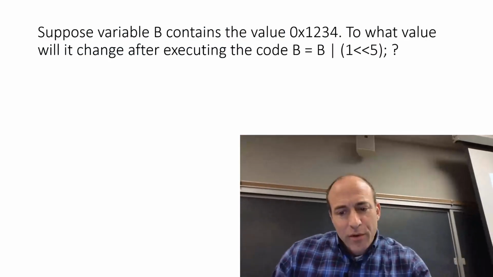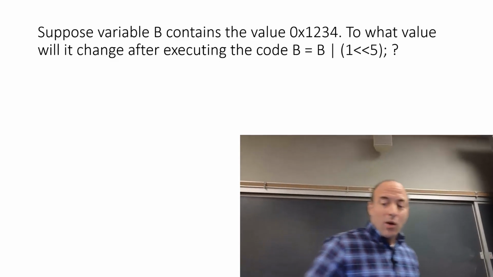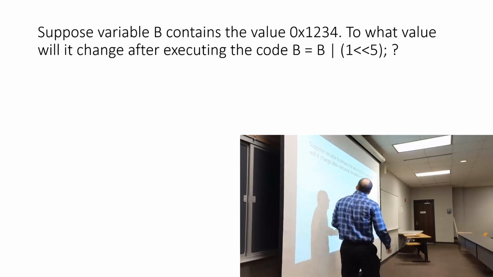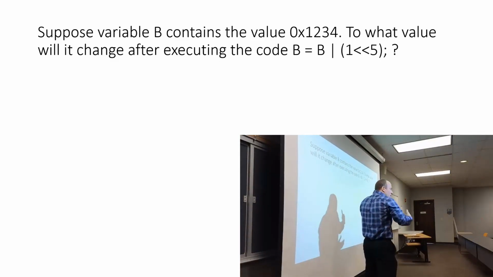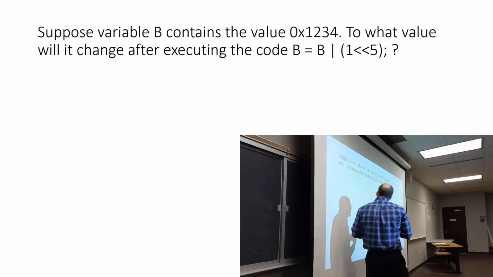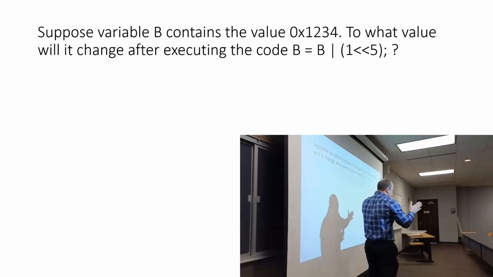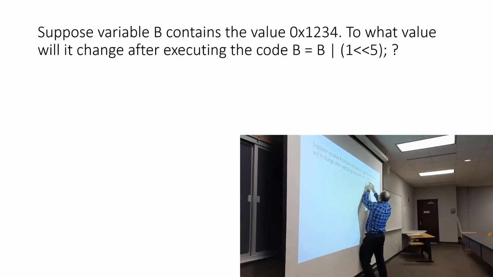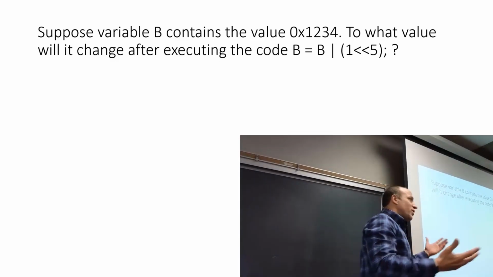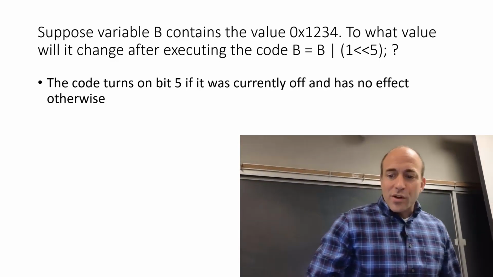Question 2 is, suppose variable B contains the value 1234 in hex. To what value will it change after executing the code B equals B, bitwise OR 1 shifted by 5 bits to the left? So in this case, remember if you do a bitwise OR, that gives you the ability to set bits to 1. So you're taking a value of 1 and shifting it 5 bits to the left. That's just creating this temporary value where bit 5 is set to 1, and then if you OR that with B, it just turns on bit 5 in B if it's not already on. If it's already on, then it has no effect at all. So the code turns on bit 5 if it's currently off and has no effect otherwise.